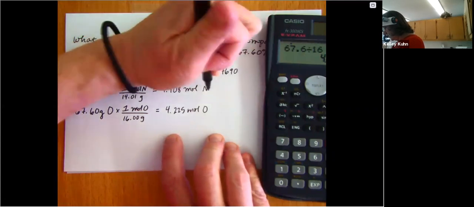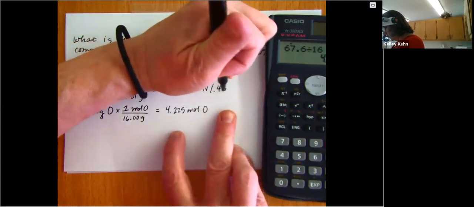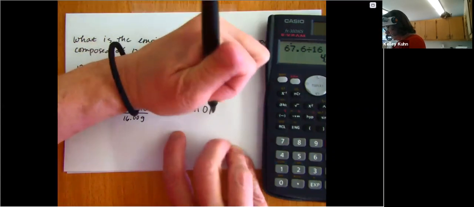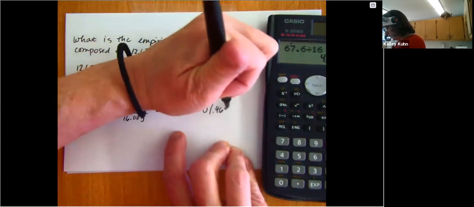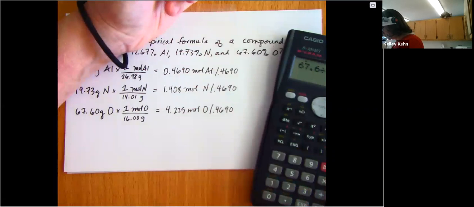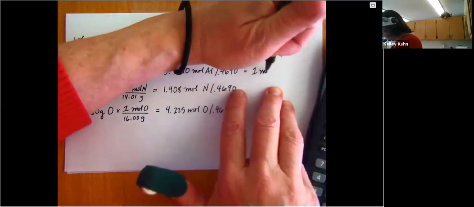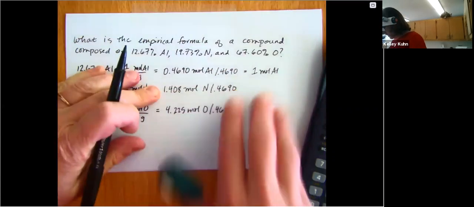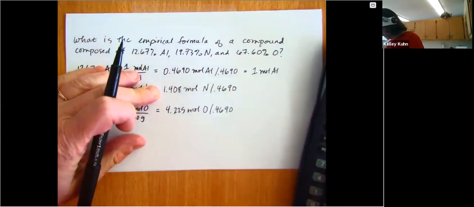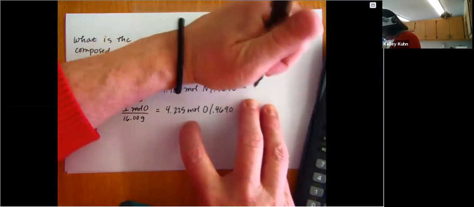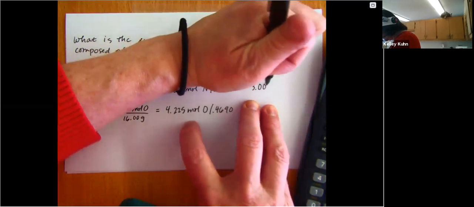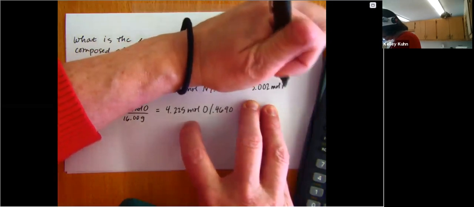So we're going to divide each of these by 0.4690. Remember, in a ratio, whatever you do to one, you have to do to the other in order to maintain that ratio. And this will obviously come out to 1 mole of aluminum. If I take 1.408 divided by 0.4690, I get 3.002 moles of nitrogen.